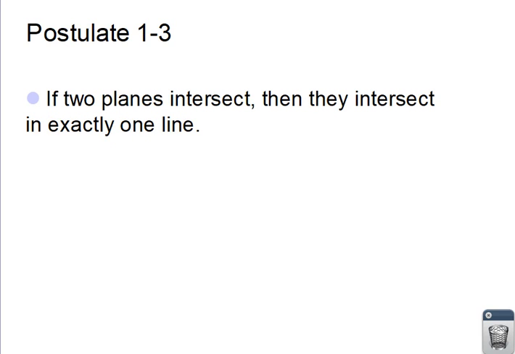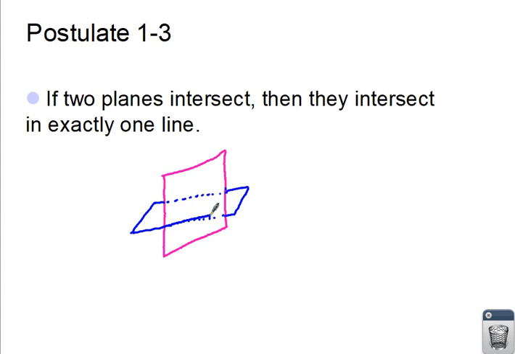Postulate number 3. If 2 planes intersect, then they intersect in exactly 1 line. This one's a little harder to see. So you picture you've got 2 sheets of paper. So there's one. I'll make the other one a different color. Let's say the other one goes this way, and it's back here. Then they intersect in exactly 1 line.